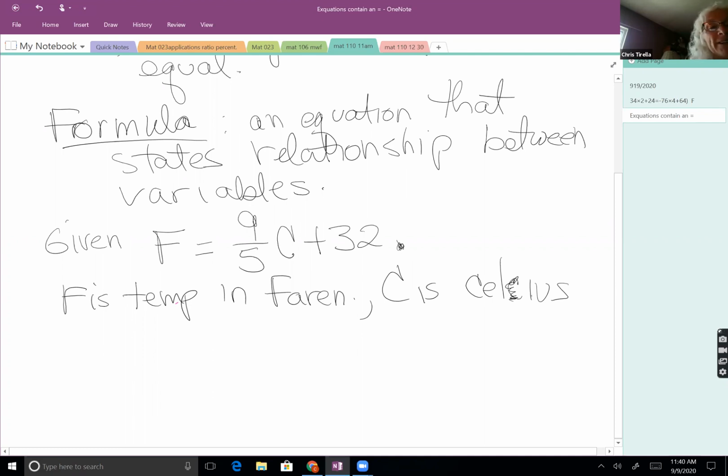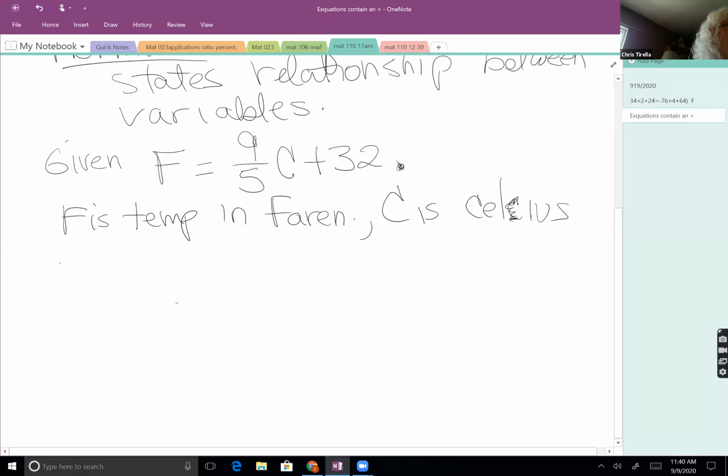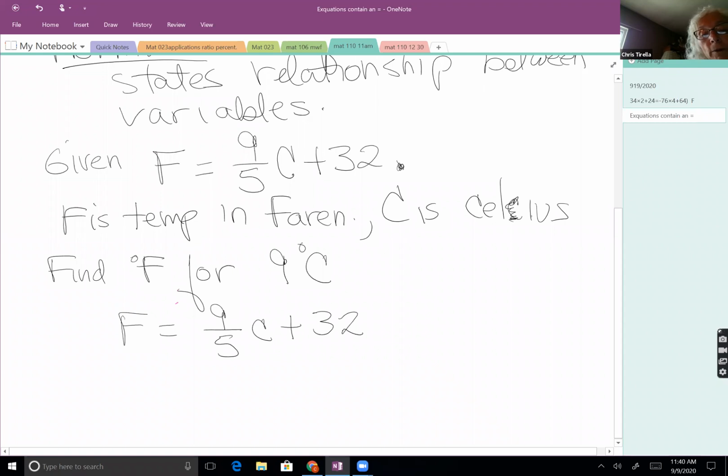Everybody's got a variable, right? And so let's find the degree Fahrenheit for 9 degrees Celsius. And so the formula is F equals 9/5 C plus 32. What am I going to do? Plug in 9 for C. So that gives me F equals 9/5 times 9 plus 32.